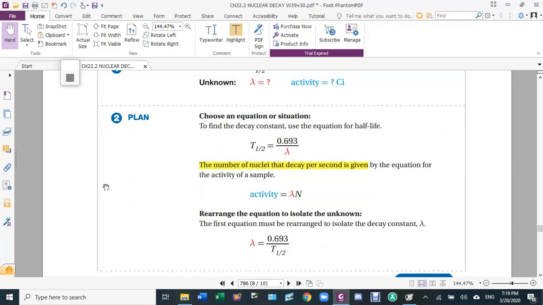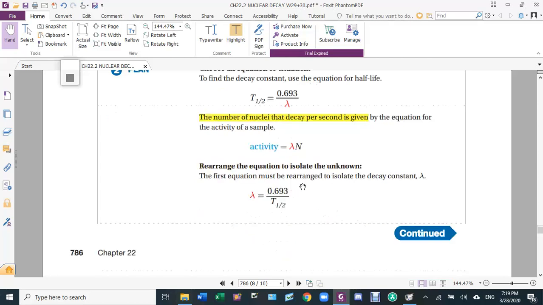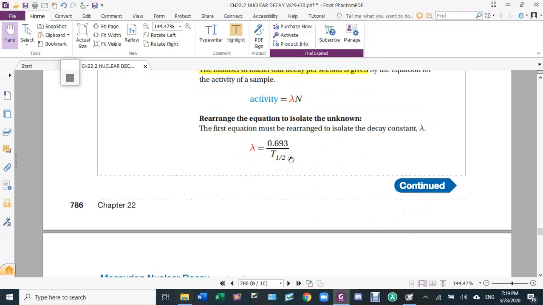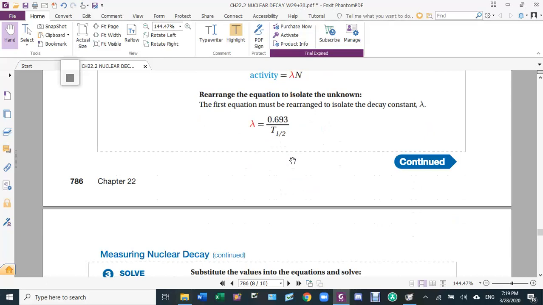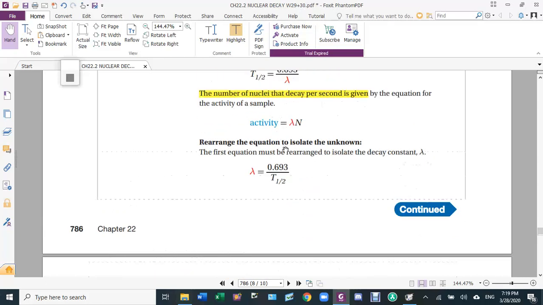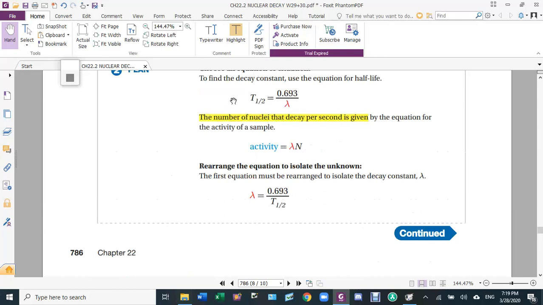We have to choose an equation or situation to find the decay constant. The decay constant is unknown. Half-life equals 0.693 over the decay constant. The number of nuclei that decay per second is given by the equation for the activity of the sample. We have to calculate lambda, so we rearrange the equation to isolate the unknown from the first equation.